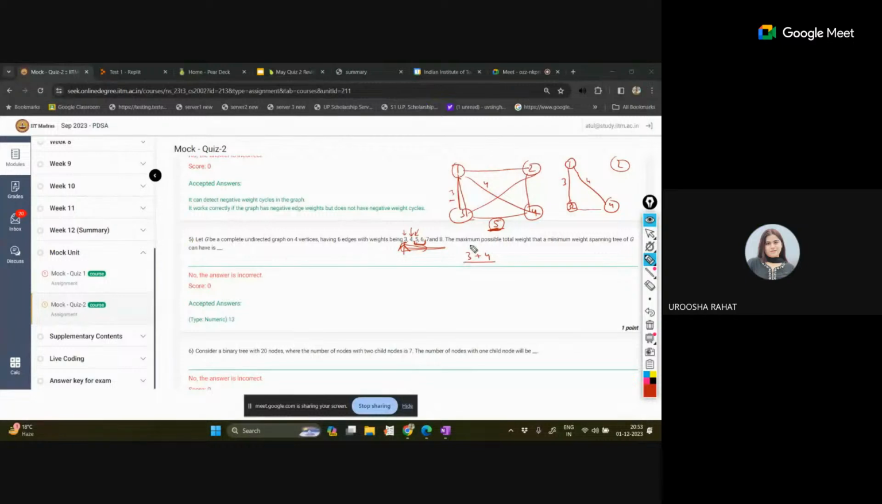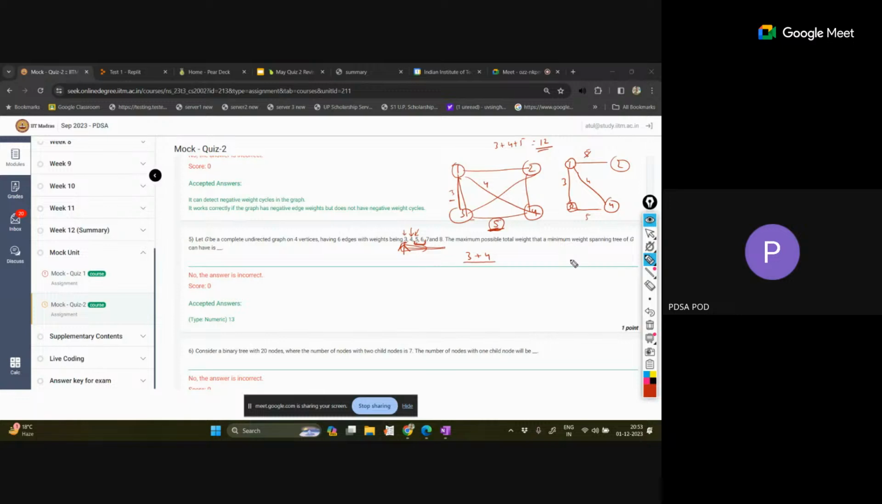So it will not be selected in the MST because it creates a problem. But this 5 can also come on 2-4. Yes, that can happen. But what we are looking for is the maximum total weight. If this 5 comes on this edge, we get this MST, and it is complete. What weight do we get? 3 plus 4 plus 5, a total of 12. So this is one possible MST, but not the maximum.